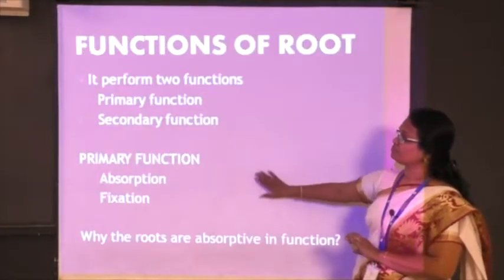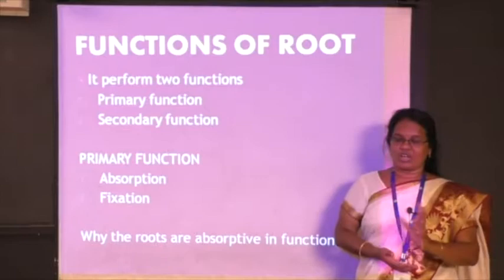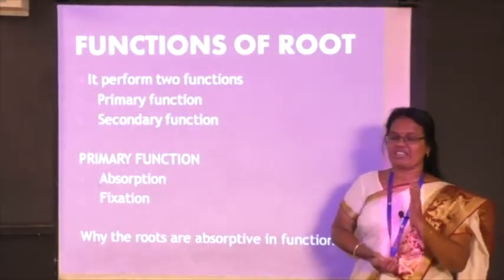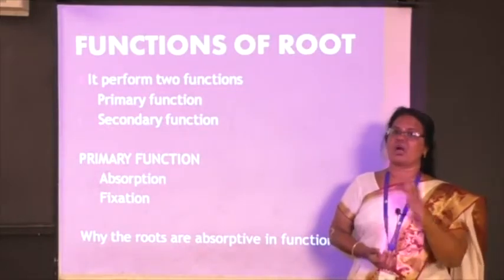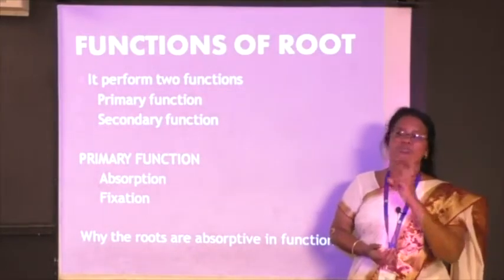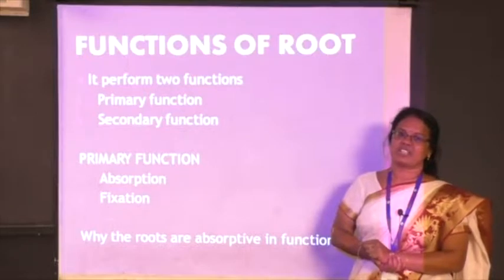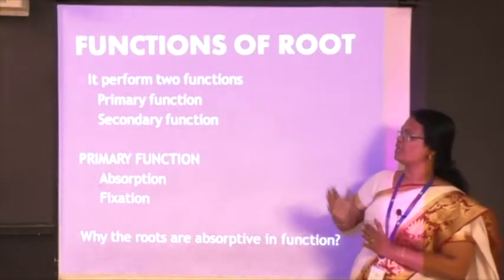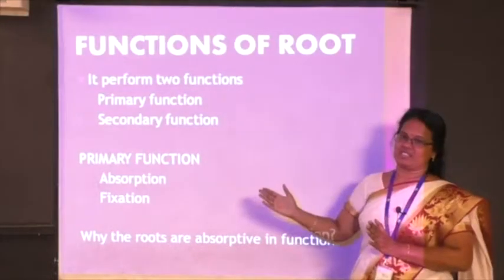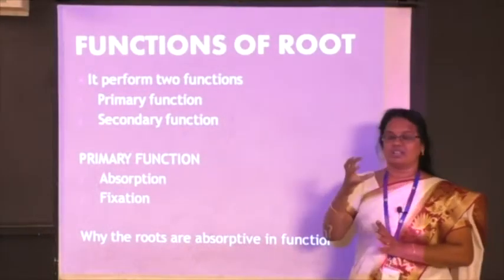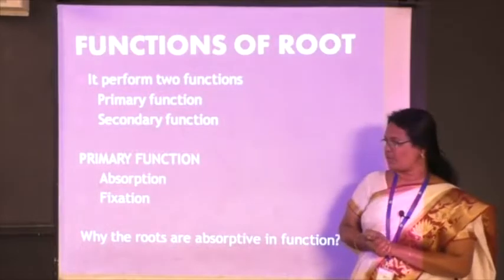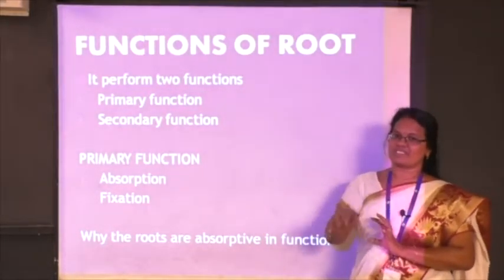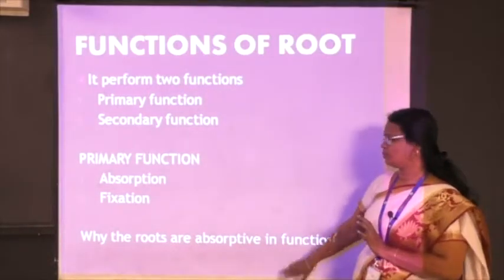Next, functions of root. Normally the root performs the functions of fixation and absorption, which are described as the primary function. An organ of a plant performs two functions: one is called the primary function and the next is called the secondary function. The primary function deals with absorption and fixation. In absorption, the root absorbs water and minerals from the soil. In fixation, the root fixes the plant in the soil.